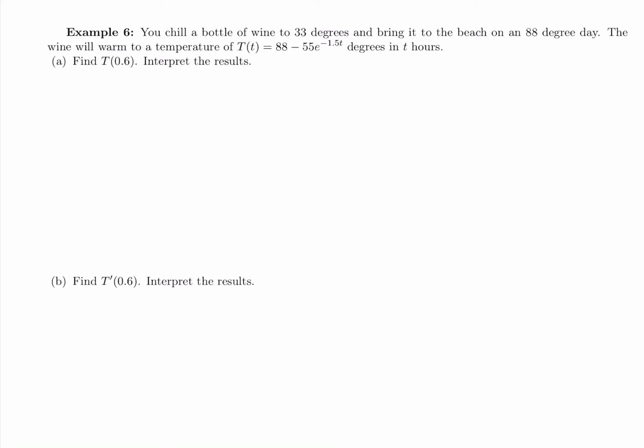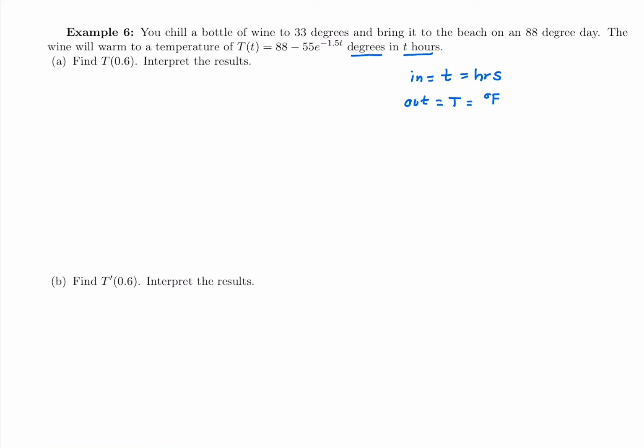The wine will warm to a temperature of capital T of little t equals 88 minus 55 e to the negative 1.5t degrees in t hours. So I don't love having the same letters, but we get our input and our output variables here. You plug in time, lowercase t, that's in hours. Tell me how many hours it's been. It's not in days or months, it's just in hours. And we should be able to get out the temperature capital T, and this must be degrees Fahrenheit, if we're talking about 33 degrees for the wine on an 88-degree day.